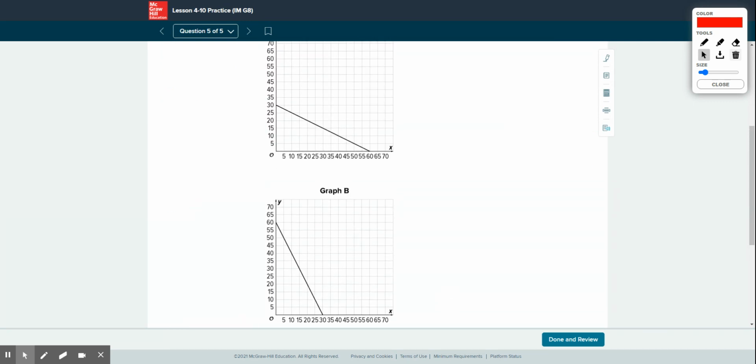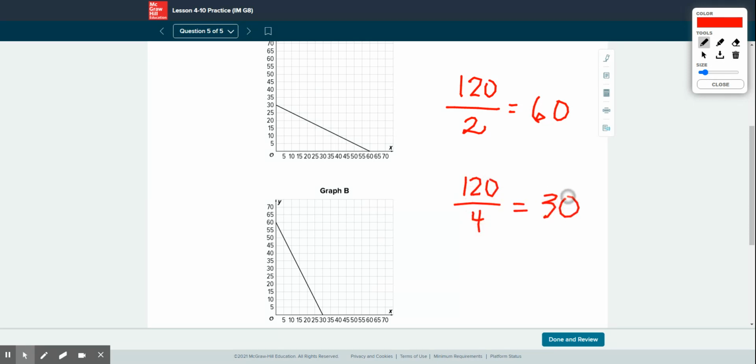Now let's think about that. We have 120 seats available. So of those 120 seats, let's say we just divided that by 2. What we recognize with this is that 120 seats divided by 2 would mean that if we only took 2-seat tables, we would have 60 total tables and no 4-seat tables. The flip side of that is we have 120 divided by 4, which equals 30 tables.